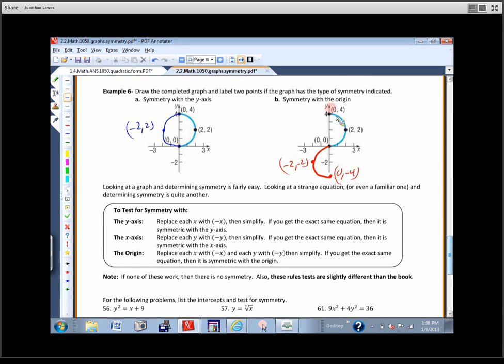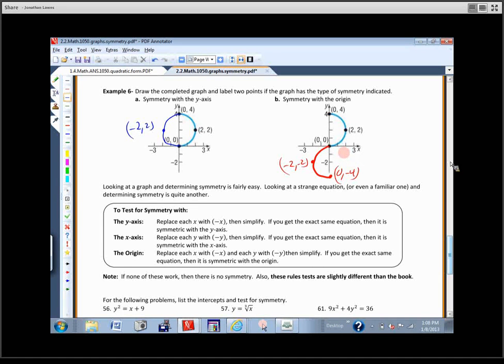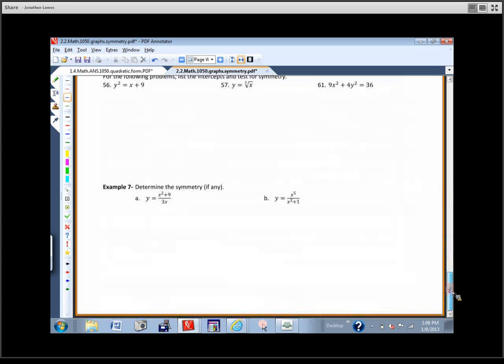And take a look here. If 0, 4 is on the graph, well, if you change the sign of each one of those, if you made them both negative, if you wanted to think of it that way, well, 0 doesn't have a sign, so it's going to stay 0, and that's going to become a -4. So there's symmetry with the origin there. Any questions? Okay, good. Then we have 5 problems left.